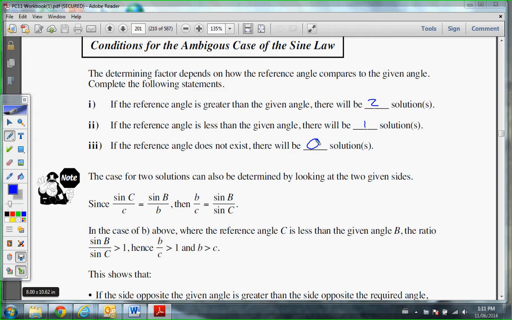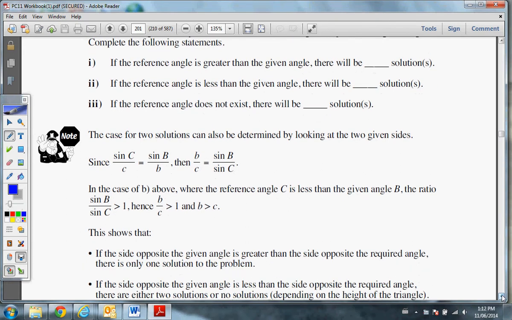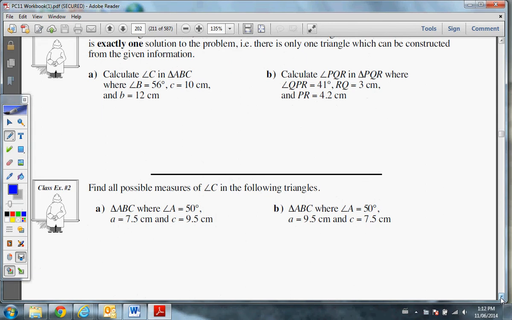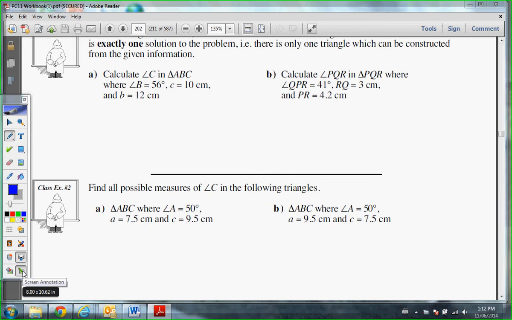Okay, and we just have two examples and we'll be done here. So the case for two solutions can also be determined by looking at the two given sides. So looking at sine C compared to sine B, and then just cross multiplying it. So this right here is going to help us understand what they're saying. We want to figure out if there's exactly one or not exactly one. So exactly 1, or 0 and 2.